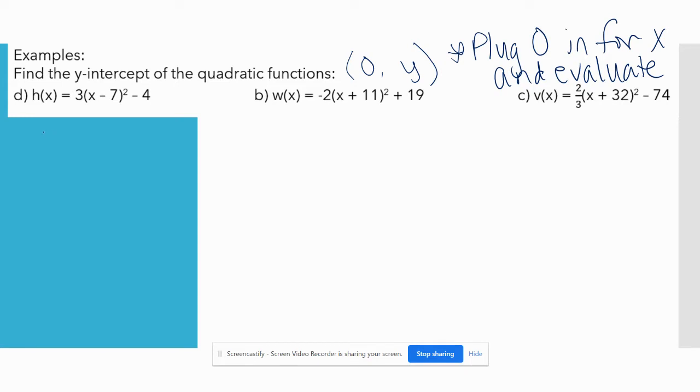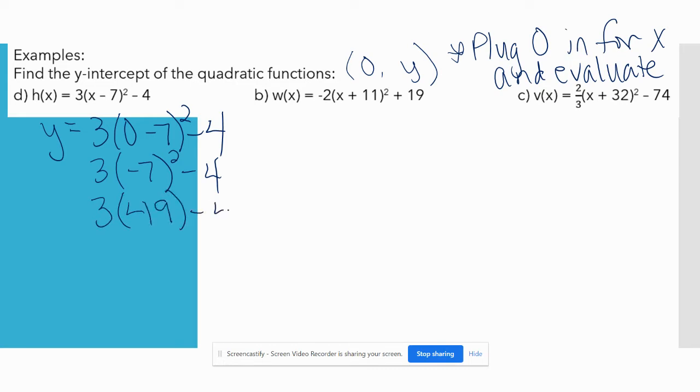So, for letter D, we would have y is equal to 3 times 0 minus 7 squared minus 4. You can type that all into your calculator the way that you see it. Or we can work step by step. Start with 0 minus 7 is negative 7. Negative 7 squared is positive 49. And 3 times 49 minus 4 is 143. So 0, 143 would be the y-intercept of that quadratic.